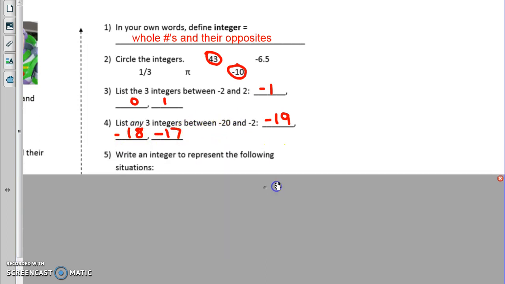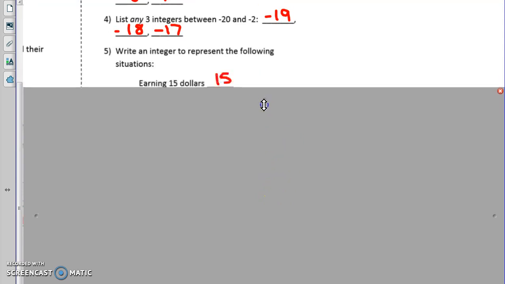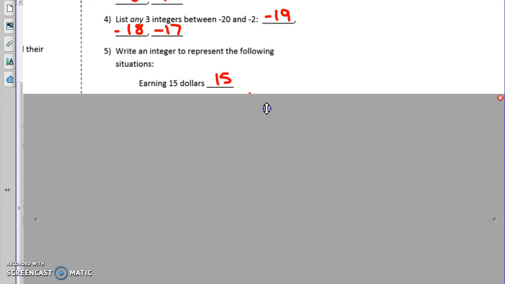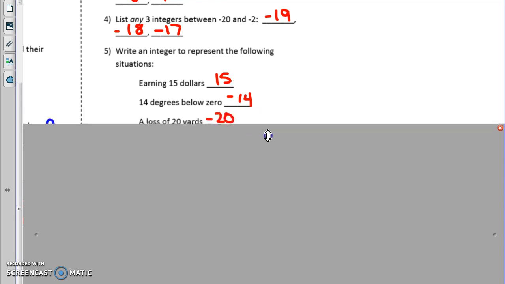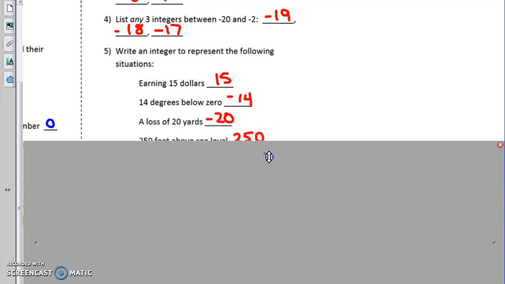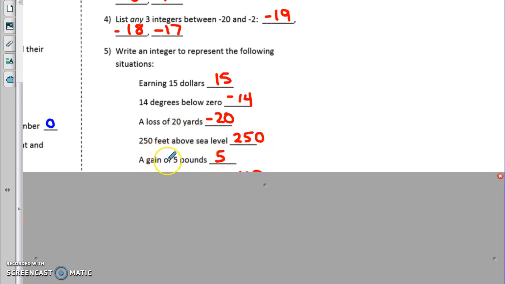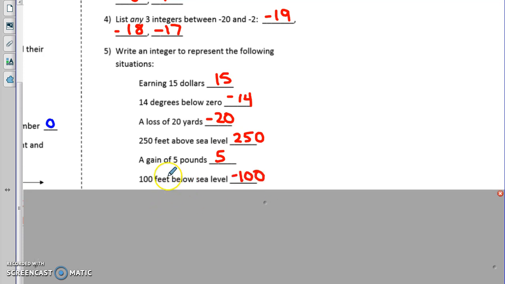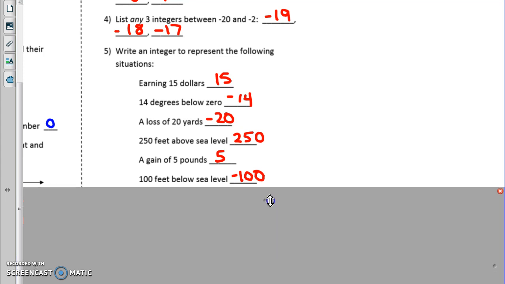The next thing I asked you to do is read each situation and see what kind of integer represents the following. You really have to pay attention to the clues, whether it should be a positive number or a negative number. Earning $15 is a positive 15, but 14 degrees below 0 is a negative 14. A loss of 20 yards is negative 20. Above sea level is positive 250. Gaining 5 pounds would be a positive 5. But below sea level would be a negative 100. So be careful when you're doing these because, again, certain words are going to clue you in whether it should be positive or negative.